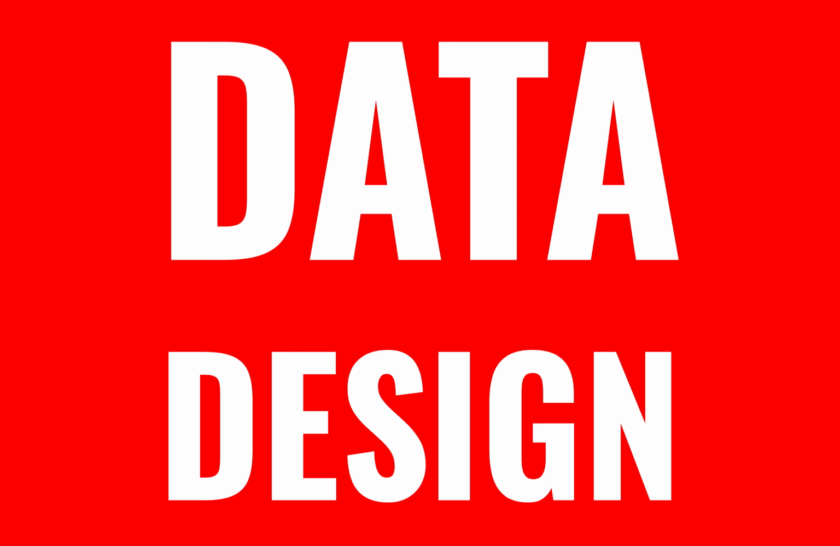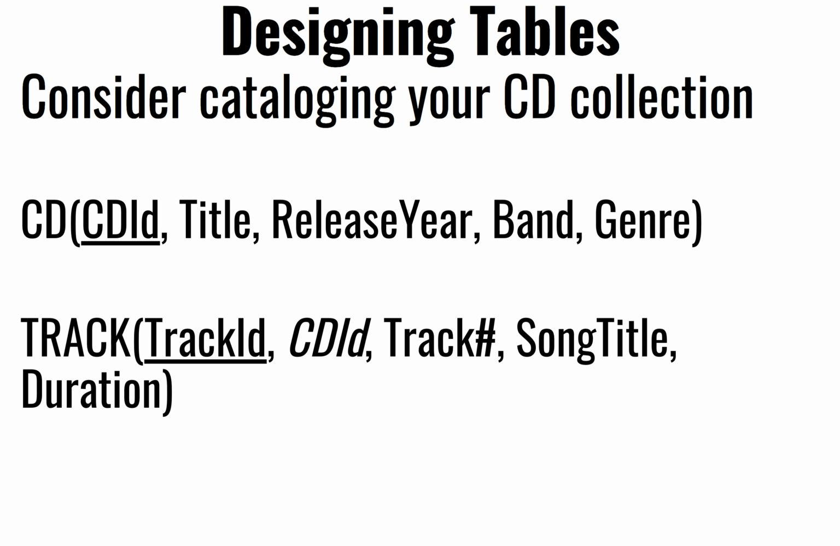All right, so let's talk about data design. We'll talk about a really trivial example of a really simple schema. Say you want to get started on cataloging your CD collection. A really trivial way to get started is to say, well, I know the CDs have a title, the year they were released, the genre, the band.